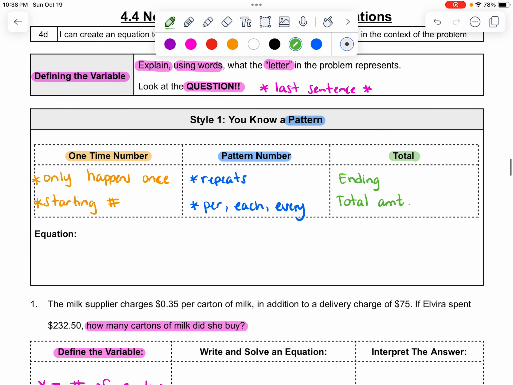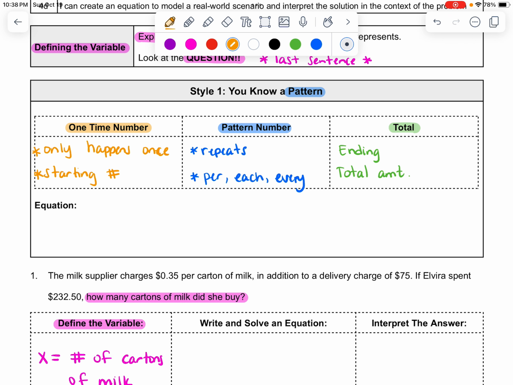Once you find those 3 numbers, here's how you put them together to make an equation. You're going to put the one-time number first. And then you're either going to have a plus sign or a minus sign, depending on whether your pattern tells you you're getting bigger or smaller. And then you're going to have your pattern number. Then you're going to multiply by your variable. I like to use the letter X. And then equals the total.